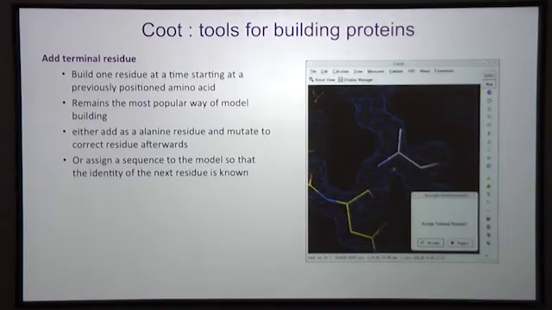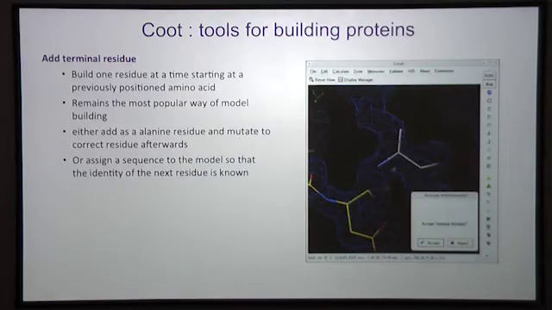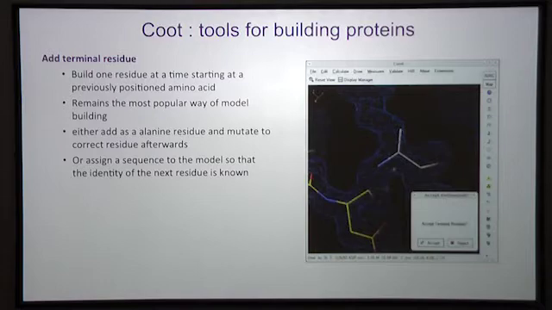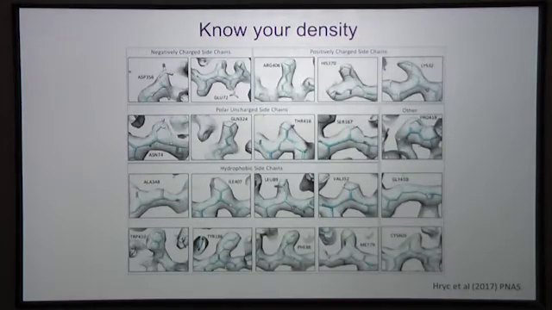And then once you have these secondary structure elements positioned, you want to start building from those, again like how Rosetta builds. You can build, say, one residue at a time, and by default you can add an alanine, or you can assign a sequence to an incomplete model, and then when you start to add the terminal residues, the terminal residue will instantly be the one that comes next in your sequence. But if you're just adding polyalanine tracers and you want to sequence those, it really helps to know your density.